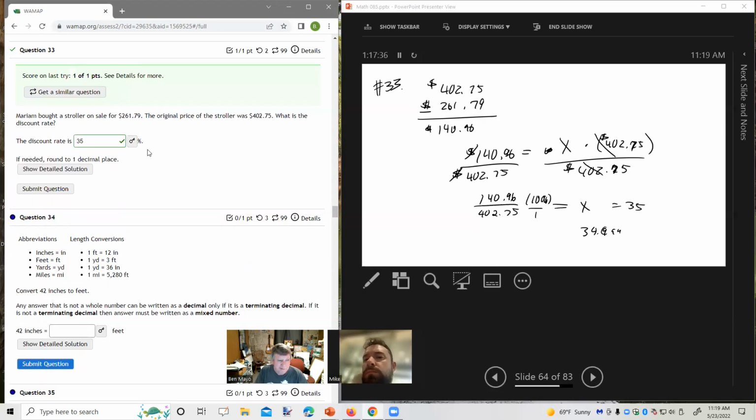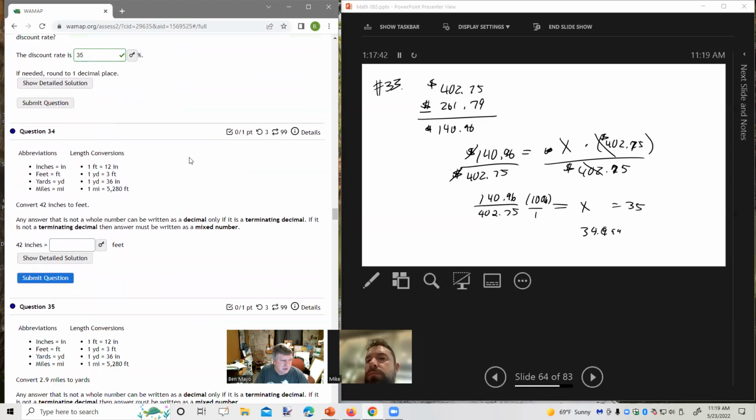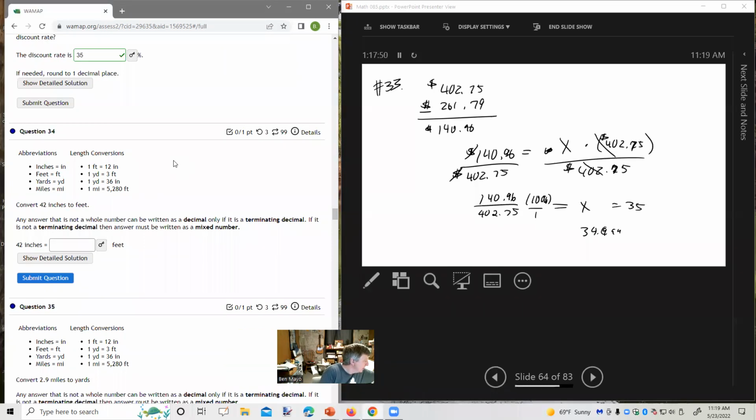All righty. And let's see here. We're now starting the unit conversions. I'm going to go ahead and stop there, and we'll pick it up tomorrow on question number 34. So we'll continue objective 2, doing unit conversions. And I see everybody's bailed on me, so I'll go ahead and stop the recording.